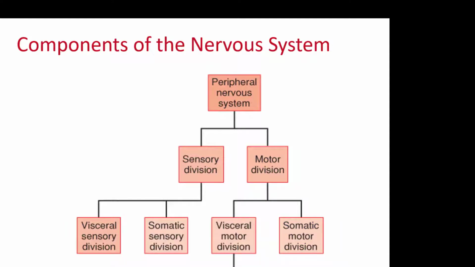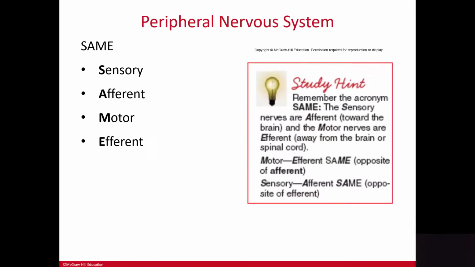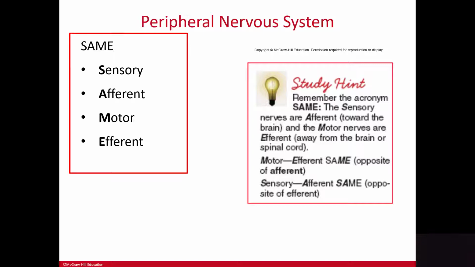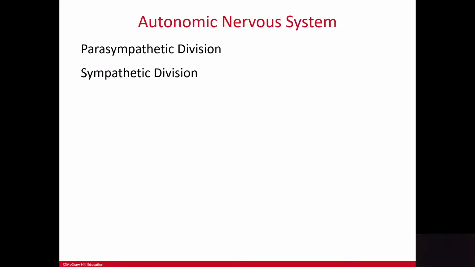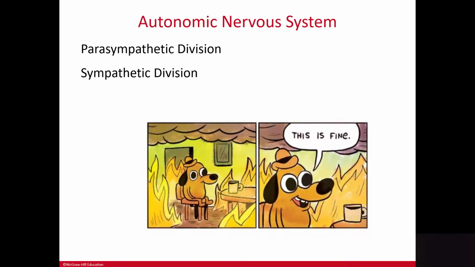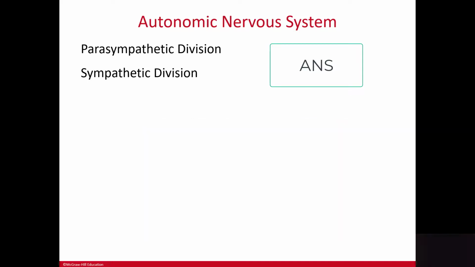To remember which types of nerves are efferent or afferent, you can use the mnemonic SAME, which stands for sensory afferent and motor efferent. Now, to make things even more complicated, the visceral motor division is also called the autonomic nervous system, or ANS, and it's divided into the sympathetic and parasympathetic divisions.